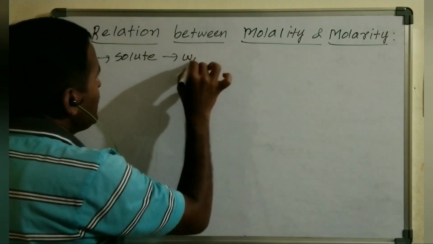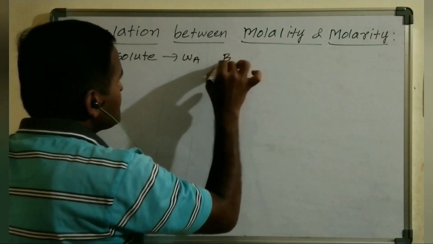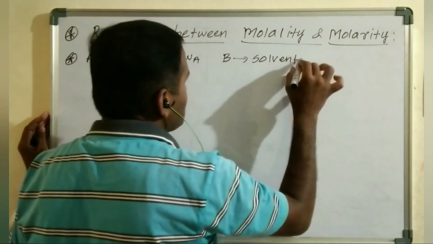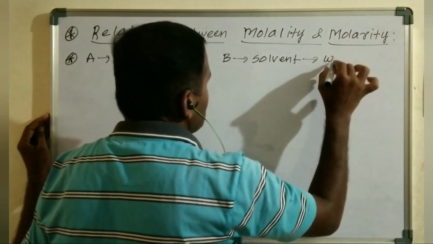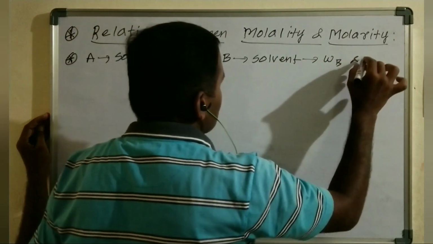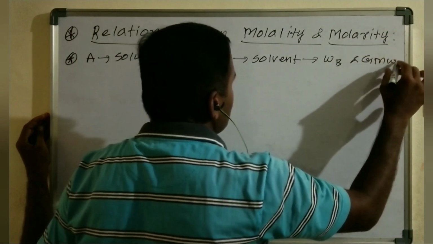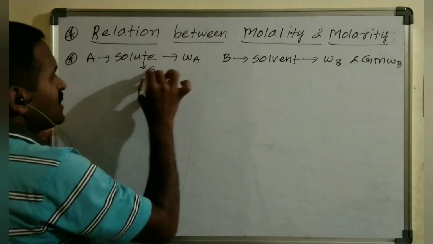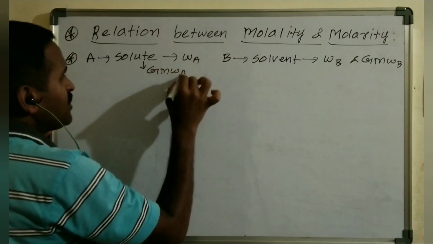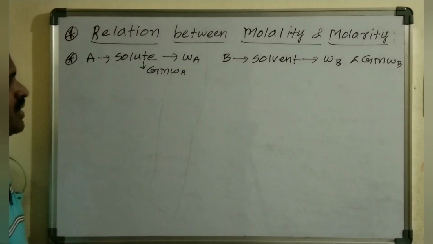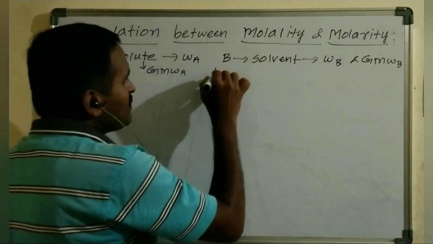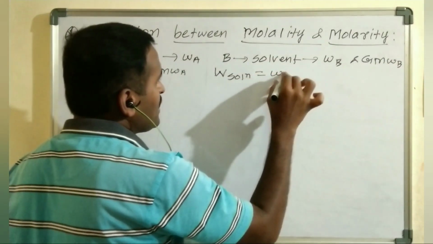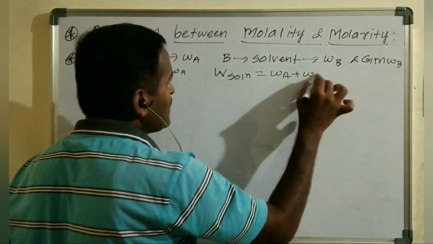and its weight is WA, and B is a solvent and its weight is WB. The gram molecular weight of the solute is GMWA. As we all know, the weight of the solution is equal to the weight of solute plus the weight of solvent.